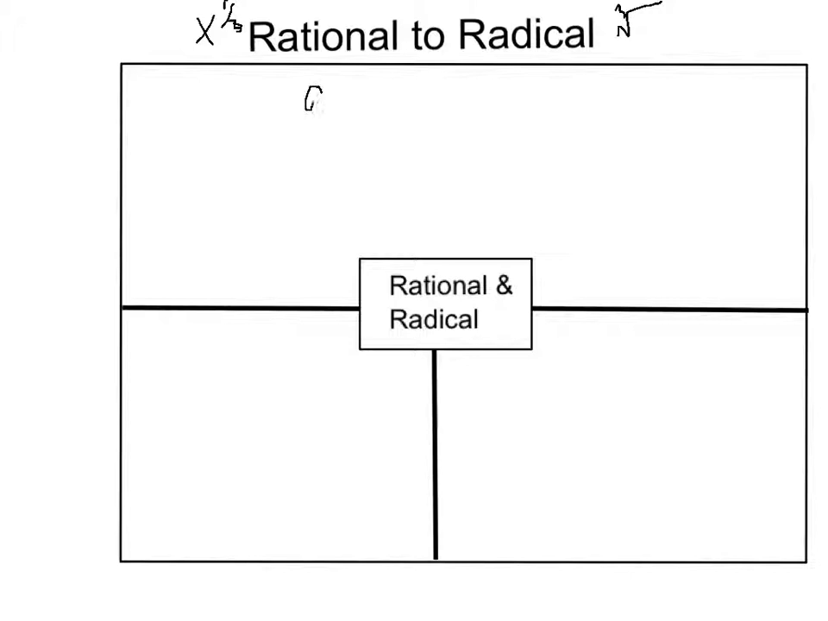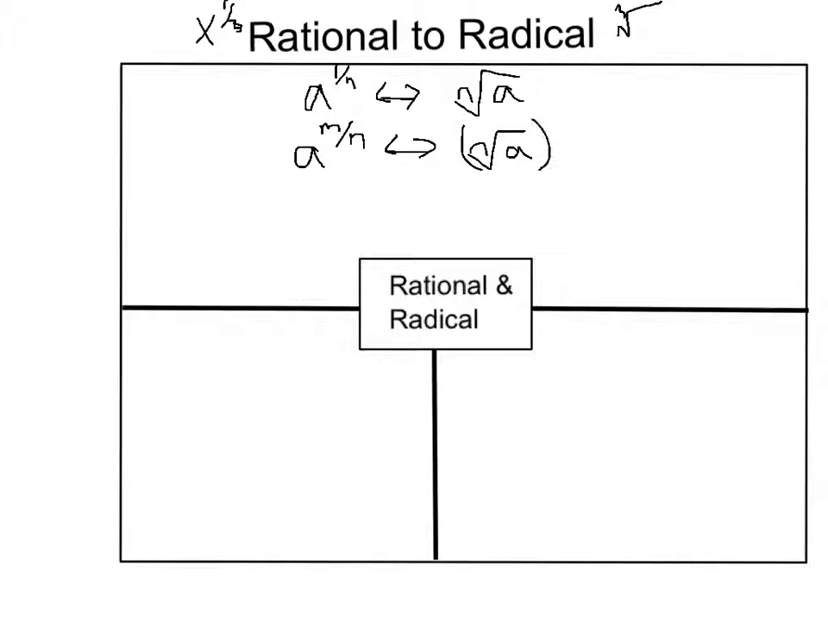So if we have a to the 1 over n, that's the same thing as having the nth root of a. So a to the 1 over n is the same thing as the nth root of a. A to the m over n is the same thing as having the nth root of a all to the mth power. So it would be the nth root of a to the mth power. You could also write it as the nth root of a to the m power.